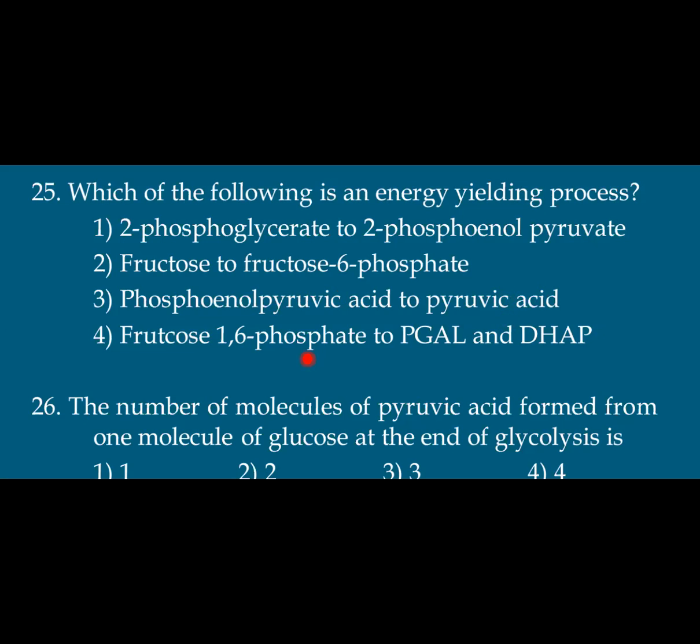Option 4 also, let us see. Fructose 1,6-bisphosphate to PGAL and DHAP. This is a splitting or lytic reaction, or lysis we say. This is not energy yielding. So again I say option 3 is the right answer.